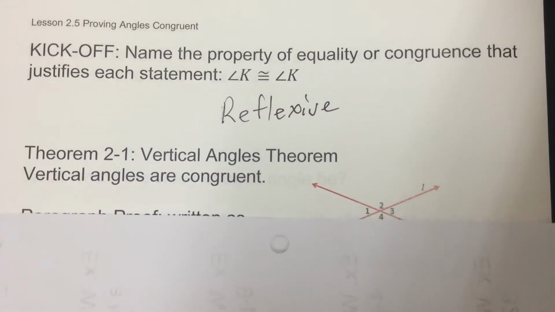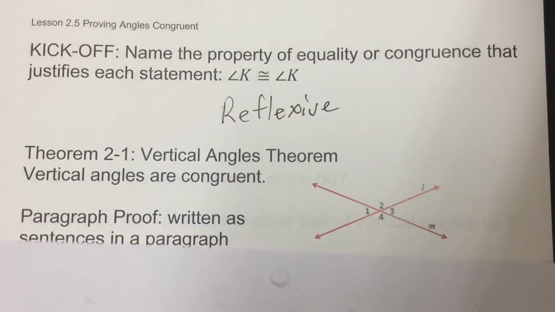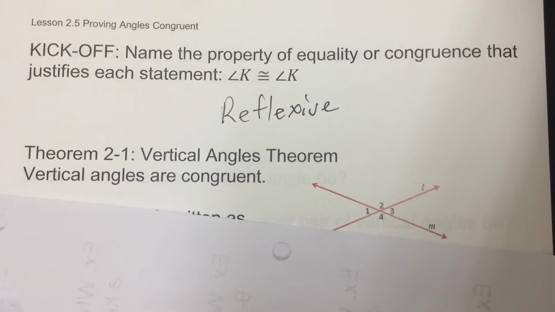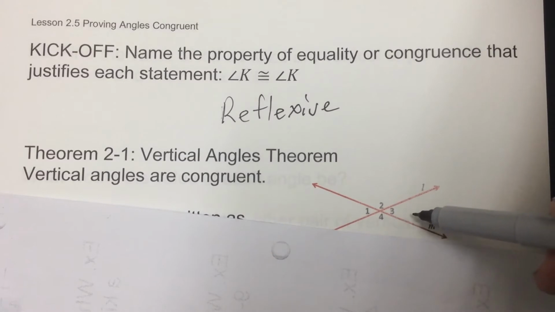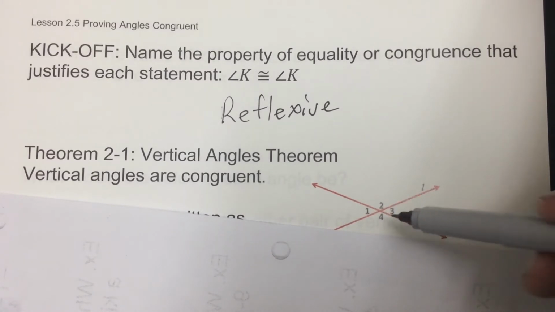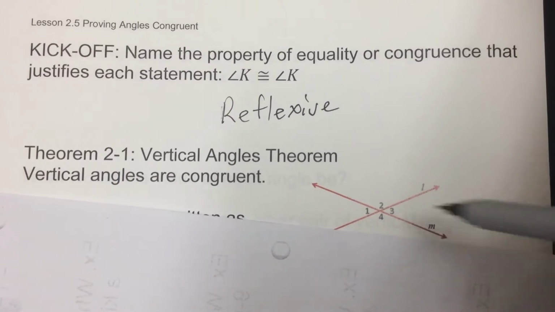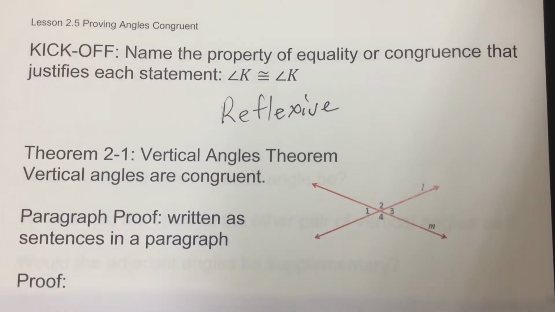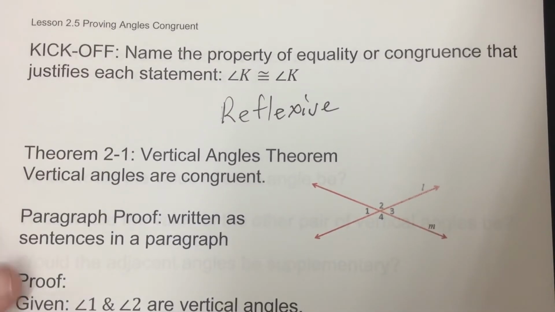All right. So, first theorem, the vertical angles theorem, theorem 2-1, is that vertical angles are congruent. Those opposite angles, so like 1 and 3, are going to be congruent angles if they're vertical. Same thing with 2 and 4. This is one we're going to use a lot as we get into proofs because they're easy things to look at and go, yep, I know those are congruent. Plus we have this theorem, and we're going to prove it here with a paragraph proof.